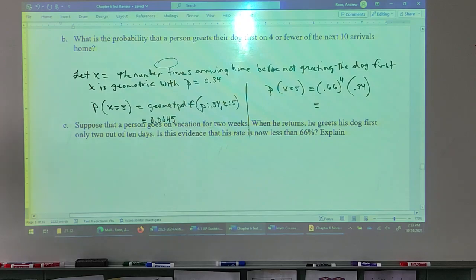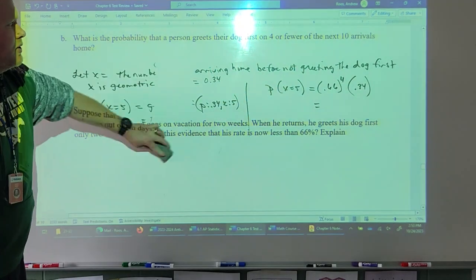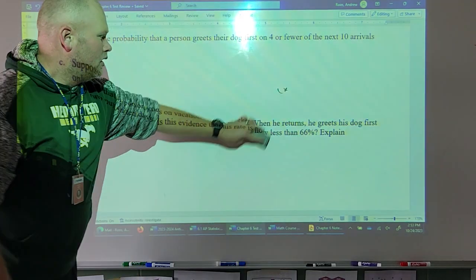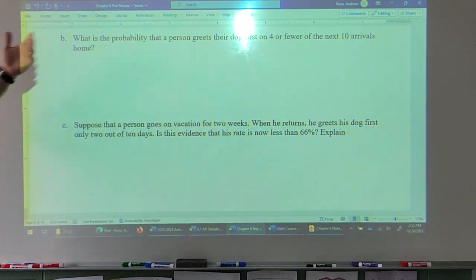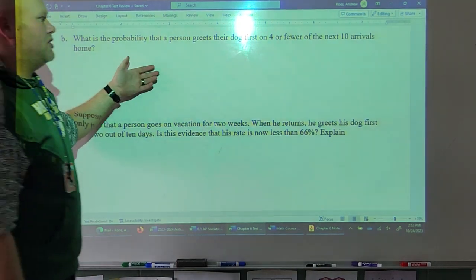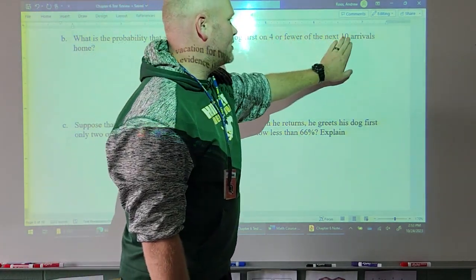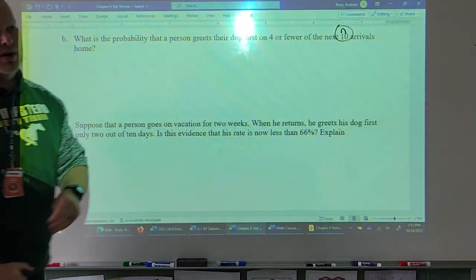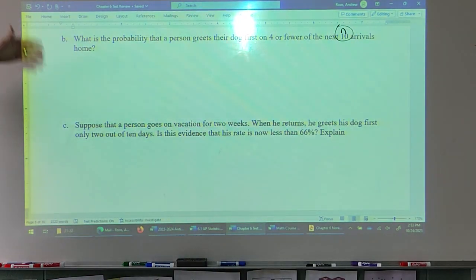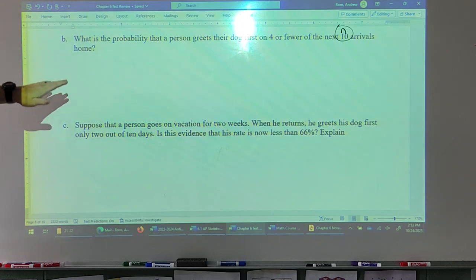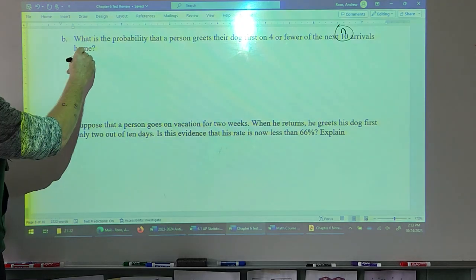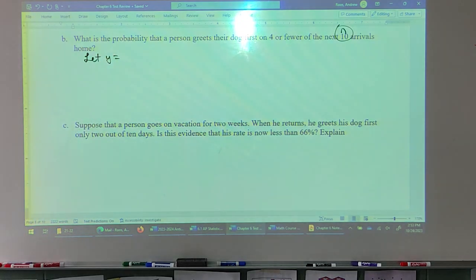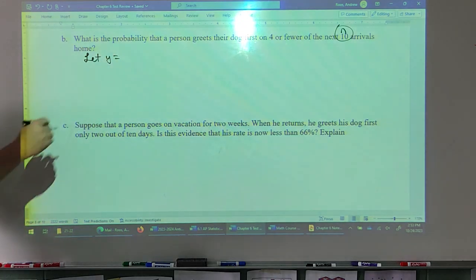Okay, part B. What is the probability that a person greets their dog first on 4 or fewer of the next 10 arrivals home? Okay, now this is going to be a binomial situation because 4 or fewer of the next 10. So we have a set trial size here. So we're going to have to define a new variable. We used x as geometric, which means we need a new variable. Let's just say y. So let y equal number of times greeting the dog first when arriving home.